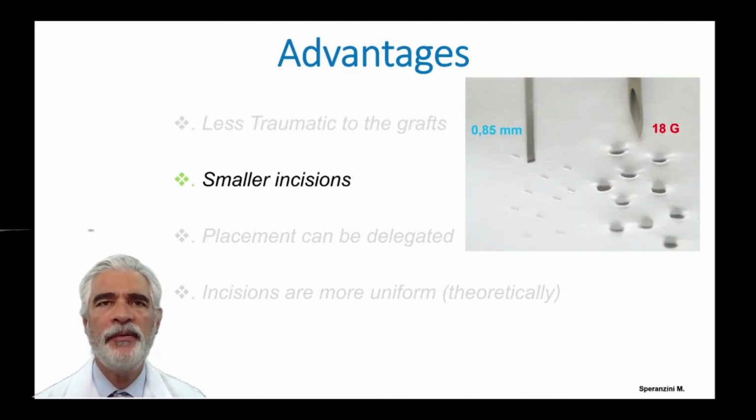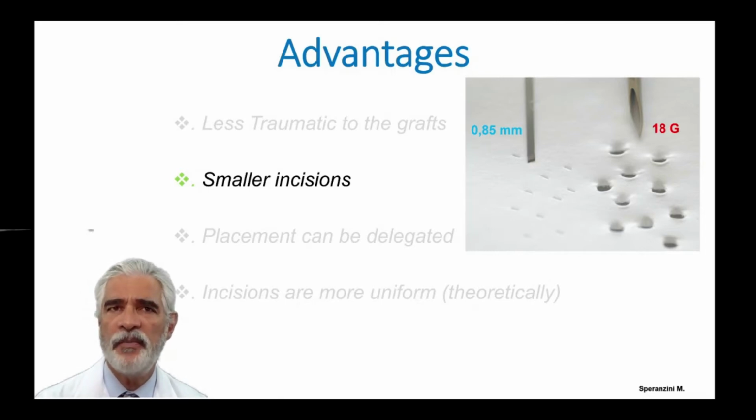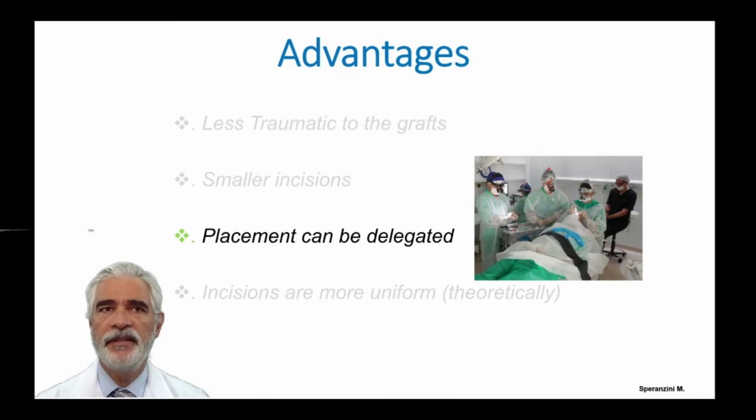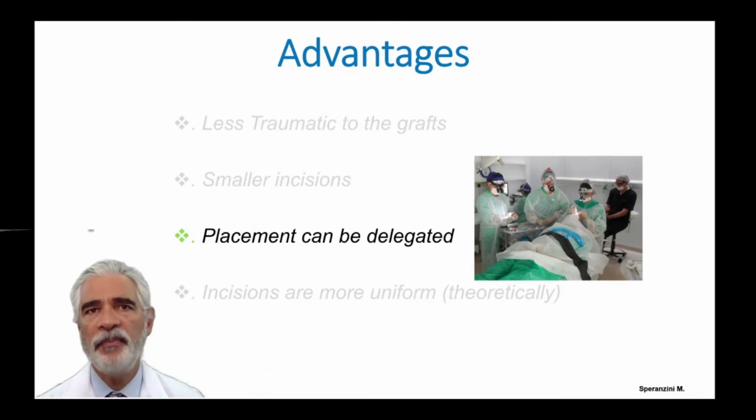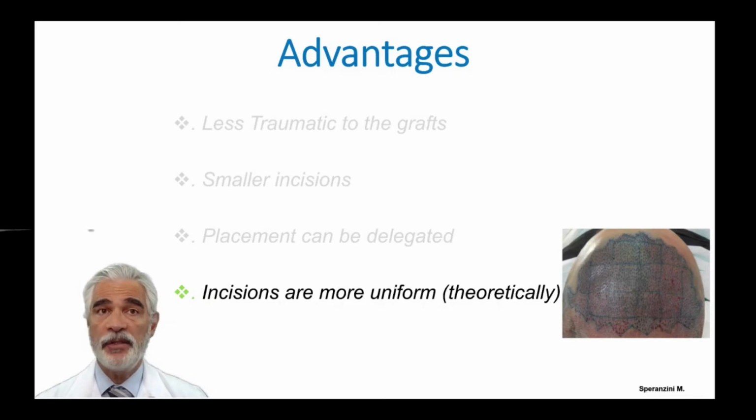Second, smaller incisions in the recipient sites. Compare the size of 0.85 millimeter incisions with chisel blades and incisions with an 18-gauge needle, used very frequently in pre-made sites for placement with forceps. Third, the placement can be delegated, just like with the placement with forceps, but not with sharp implanters. Fourth, incisions are more uniform compared to the stick and place with sharp implanters.